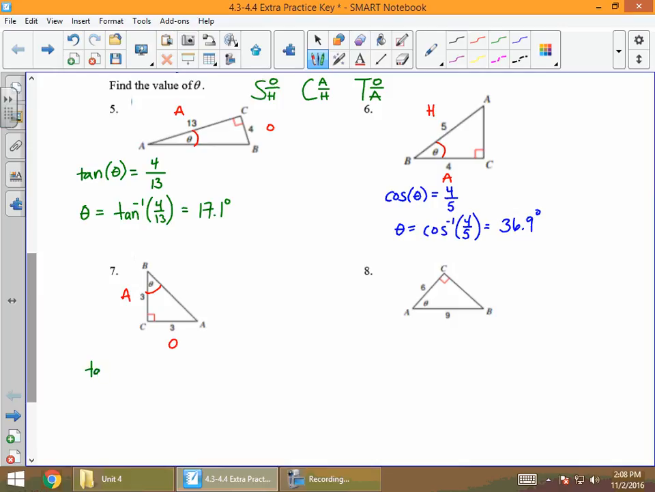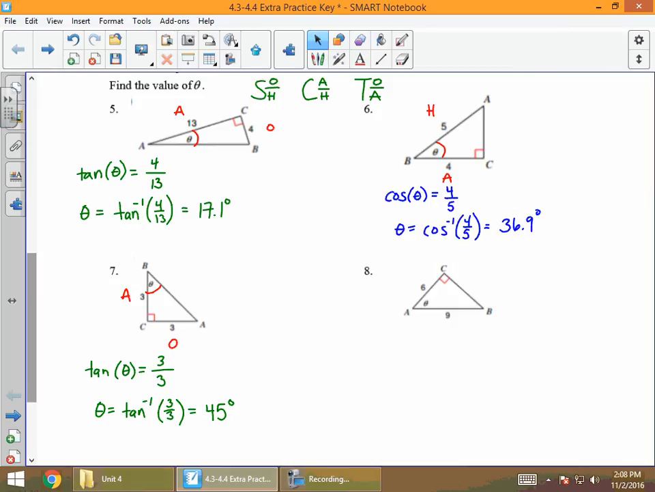So again, tangent of the angle, theta, is equal to opposite, 3/adjacent, also 3. So to solve for theta, I have to get rid of tangent. So theta equals tangent -1, called the inverse tangent, of 3/3, which is 45 degrees. That is 45 degrees.